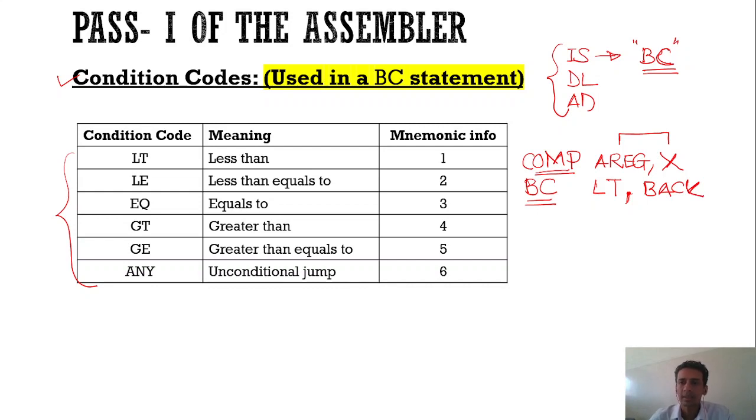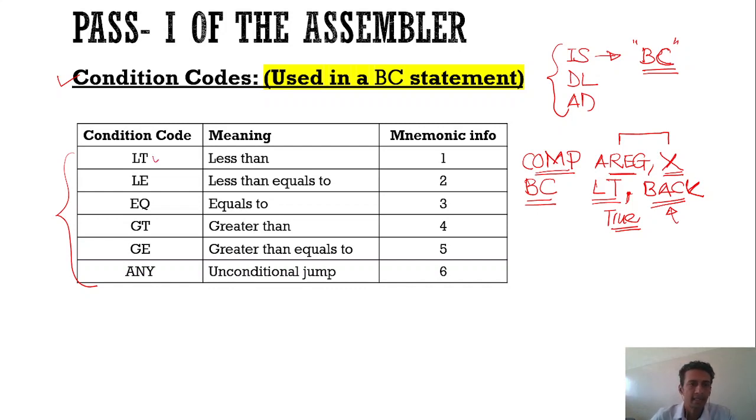So this compare instruction will ask the assembler to compare the values of these two operands, that is a register and X. Further, branch on condition will let the assembler know this is less than. If the contents of a register are less than the contents where X is pointing, this condition will hold true, and if it holds true, it should move the control of the program to back. So these are the 6 condition codes that we may find in our input program.